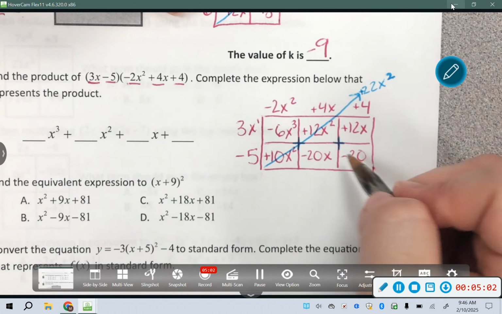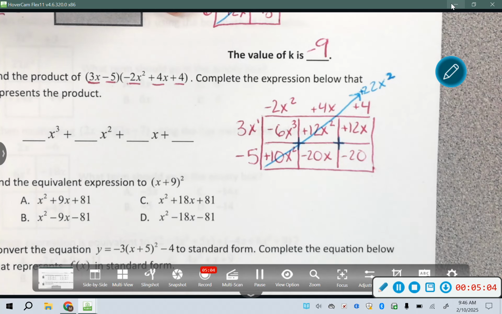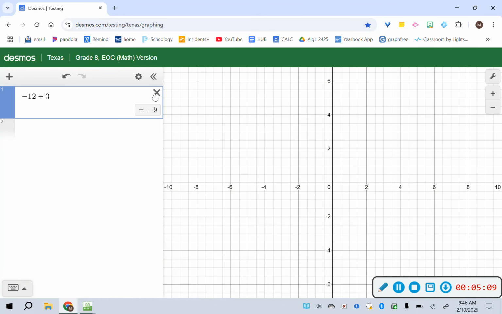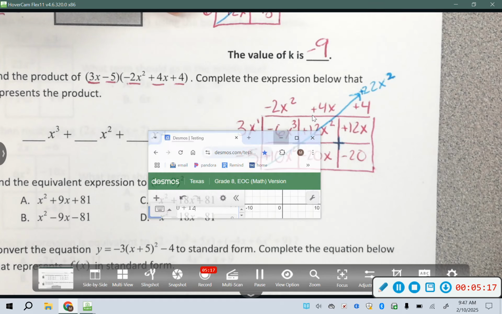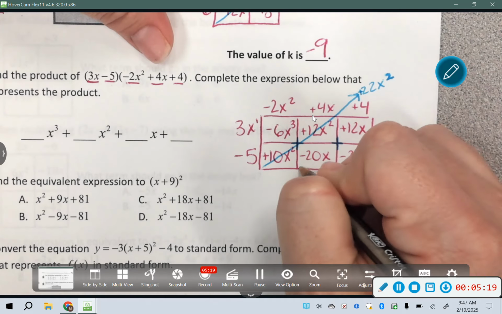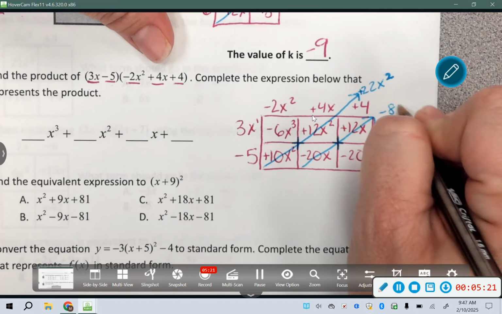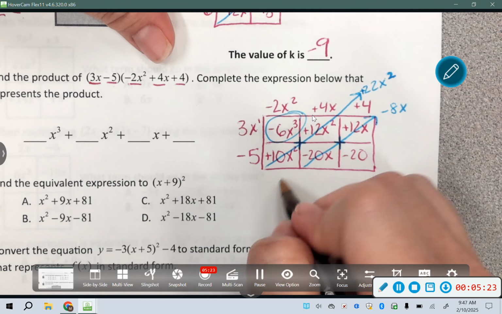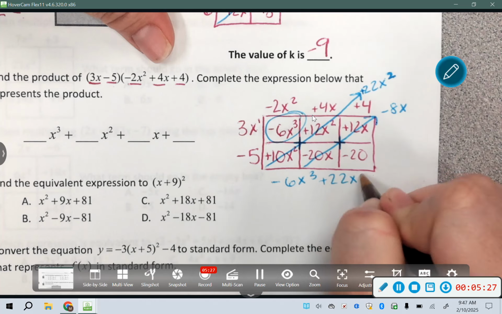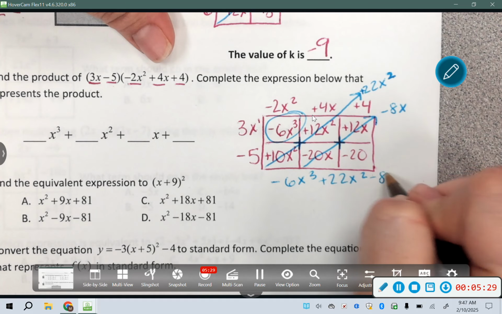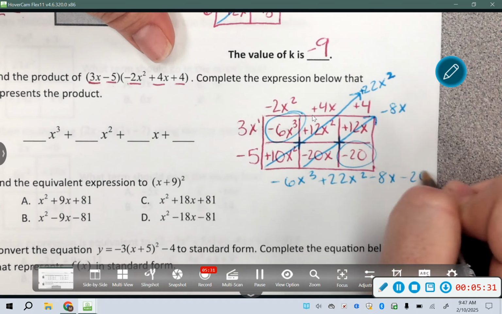And then I have negative 20x plus 12x. So again, use your calculator. So I have negative 20 plus 12, which gives me negative 8x. So I get negative 6x cubed plus 22x squared minus 8x minus 20.